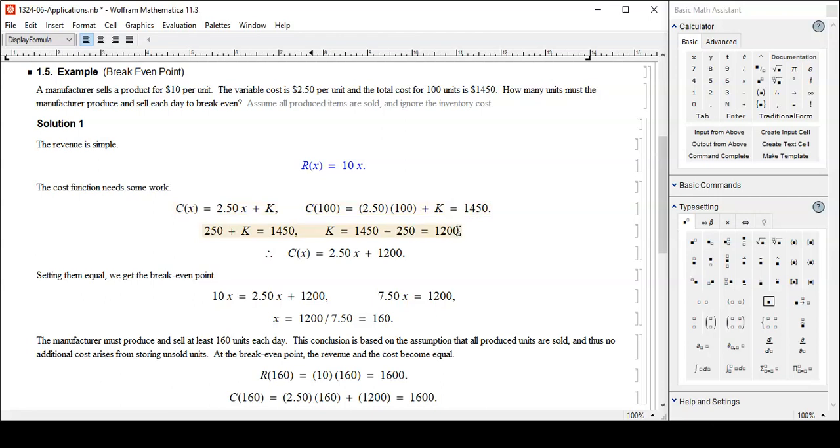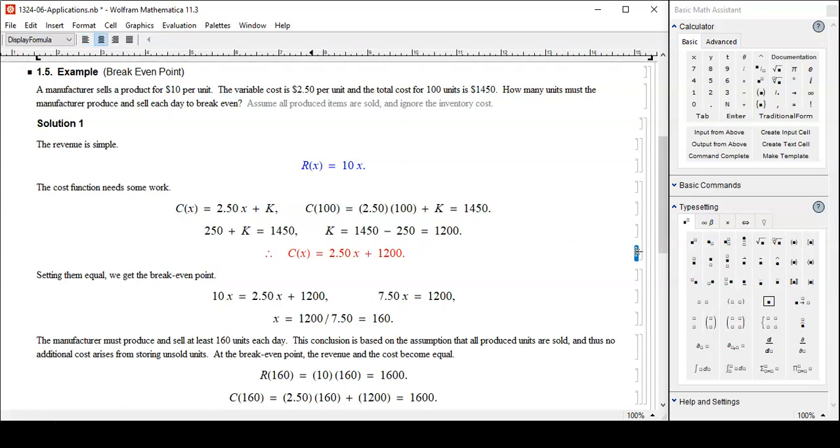And then don't forget what you are going to do. You're going to set r equal to c to begin with, right? So don't get just carried away. Oh, I got the k value, that's got to be the answer. Answer for what? We're just one step toward the answer, and there are several more steps to go. So the k value is 1200. Plug it in, and we found the cost function.